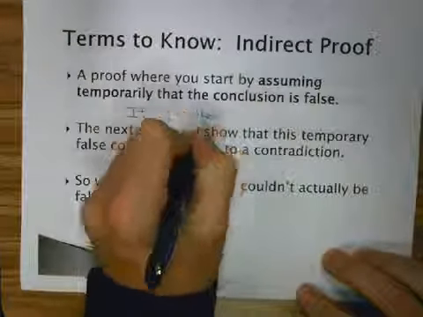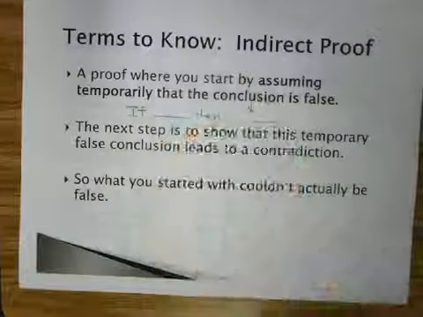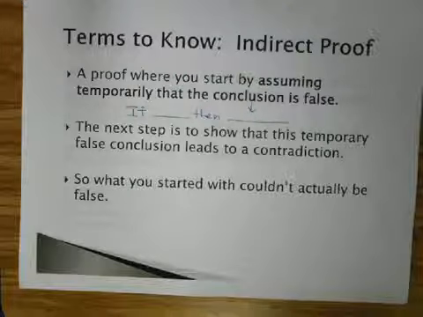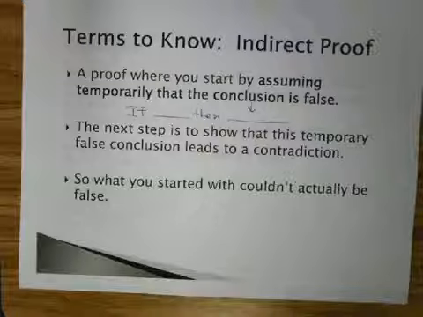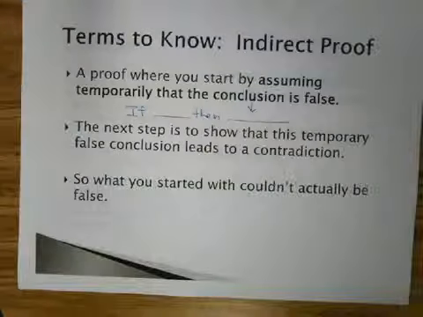So now let's change gears and look at indirect proof. Indirect proof, we have a few steps. First of all, it's a proof where you start by assuming temporarily that the conclusion is false. Again, a conclusion is when we have that if-then statement.